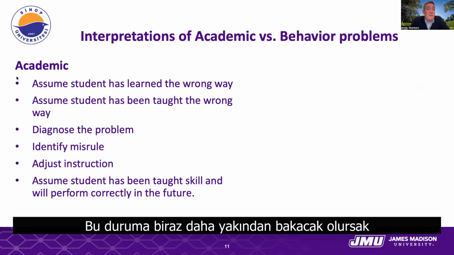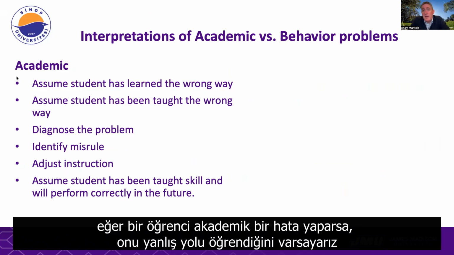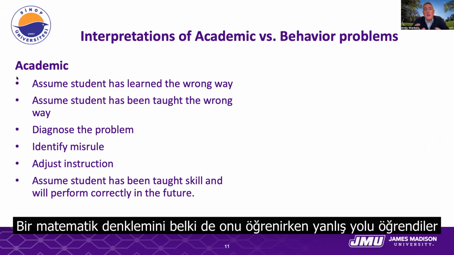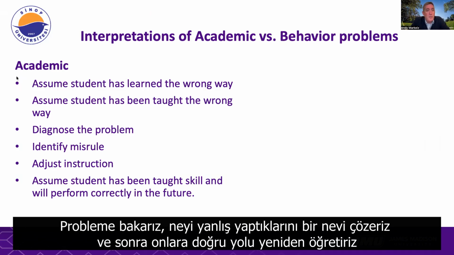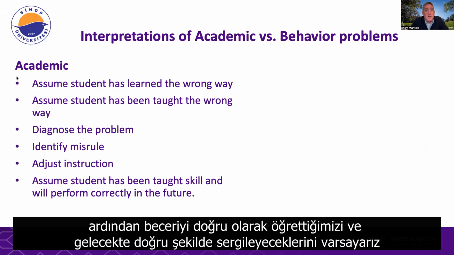To look at this a little bit further, if a student makes an academic mistake, we assume that they maybe learned the wrong way. Like if they're doing a math equation, perhaps when they were learning it, they learned it the wrong way, or they heard about the wrong way, or whatever. We look at the problem, we figure out what they're doing wrong, and then we reteach them the correct way. And then we assume that they have been taught the skill and will perform it correctly in the future.